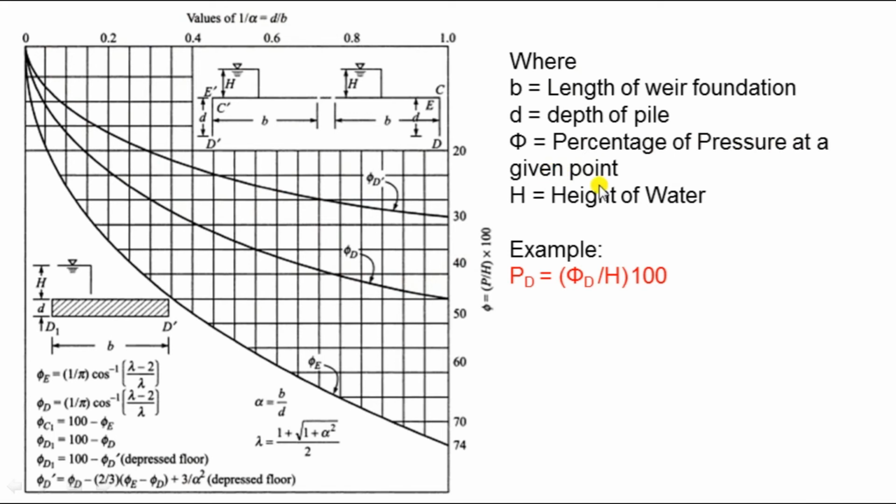Percentage of pressure at a given point, PE or phi, right? Both are the same phenomena. That value is 1 upon pi cos inverse lambda minus 2 upon lambda. H is equal to height of water, and B is equal to length of weir foundation and depth of pile. Right? Those are the graphs shown. That notation is also shown in that particular graph.